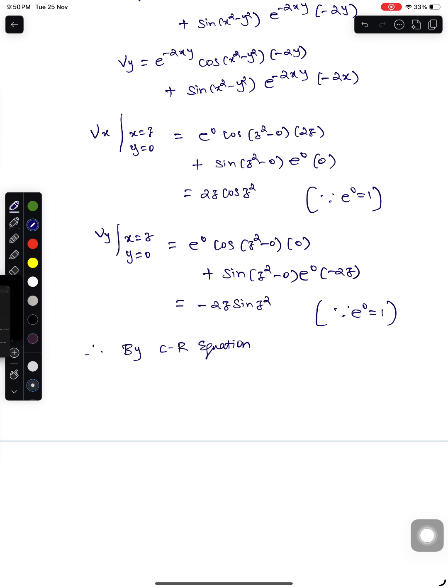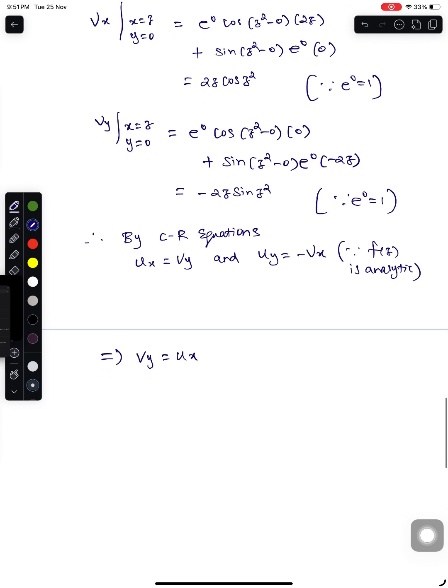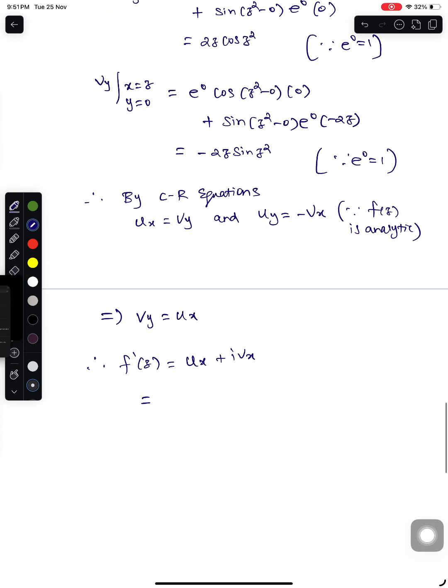So what are the CR equations? Ux equal to Vy and Uy equal to minus Vx, right? So what we could do is replace Vy as Ux. This equation is satisfied because f of z is analytic. So now we will replace Vy as Ux. So we can find f dash of z is Ux plus i Vx, as we know. Substitute Ux as minus 2z sine z square, because that is your Ux, which is Vy, plus i into 2z cos z square, which is Vx.